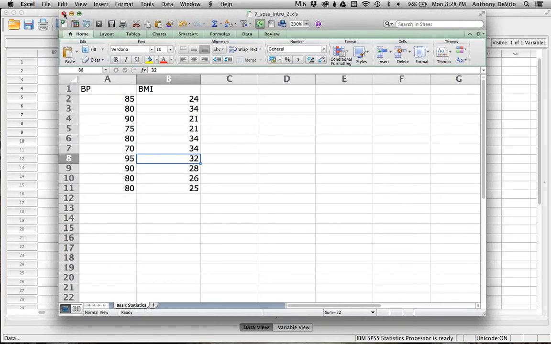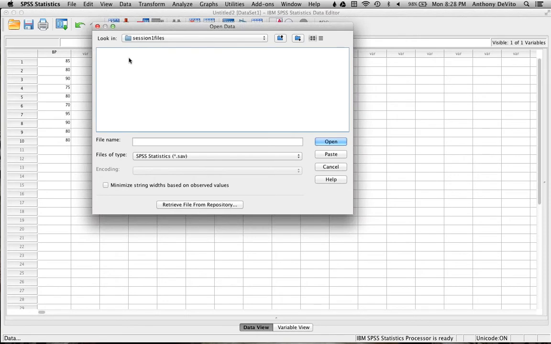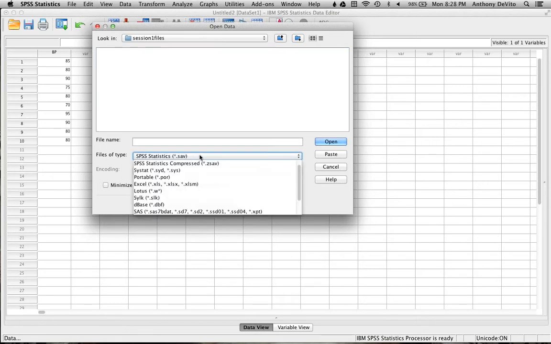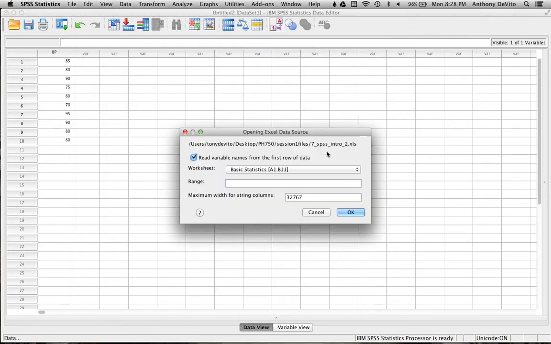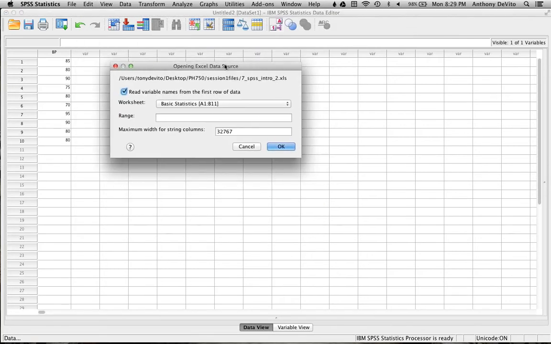I'm going to reopen it this time. I don't see it because it's only looking for SPSS files. So I'm going to click down here and tell it to look in that folder for Excel files also. And sure enough, there's the Excel file we want to work with. SPSS intro 2. I'm going to click open. Remember what it said before? It said I see data between A1 and A11. Now it says I see data between A1 and B11. It sees 2 columns of data instead.